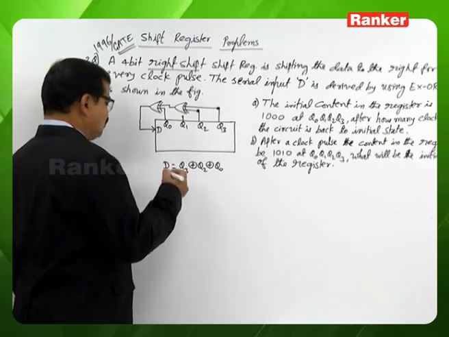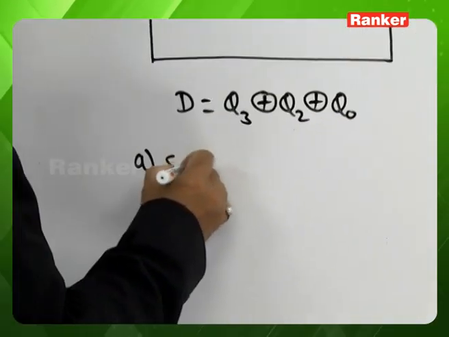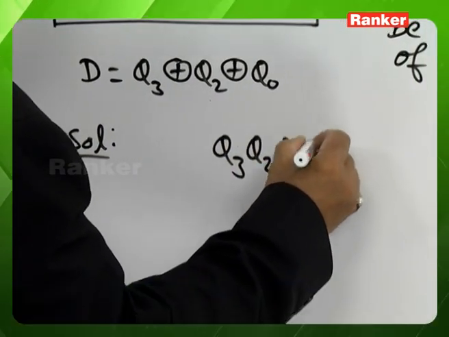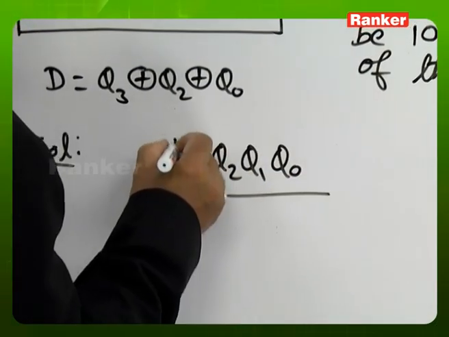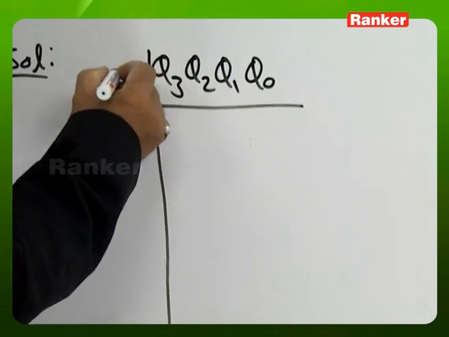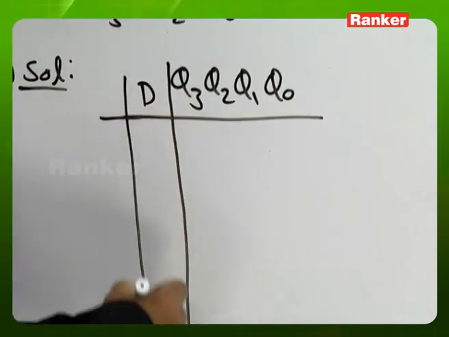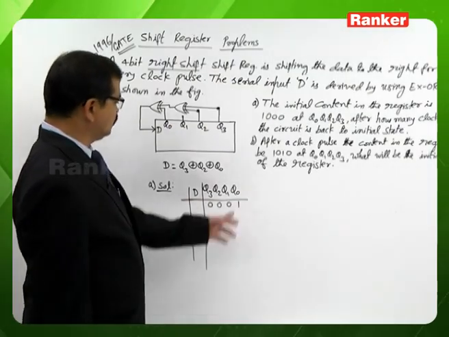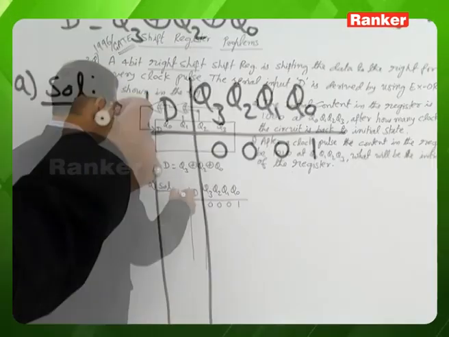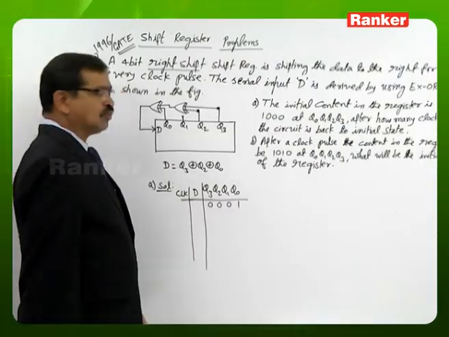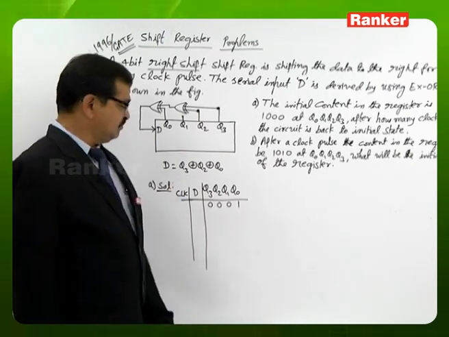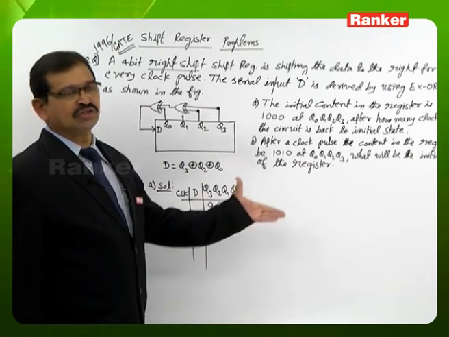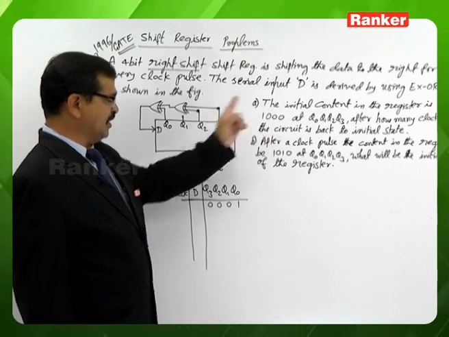So taking care like this, if you look at the solution of the A bit, for our working purpose it is better to keep the notation from Q3 to Q0. Serial input D, initial content 1 0 0 0 at Q0, Q1, Q2, Q3. Now, based on the question, we need to apply clock pulses until the register is back to the initial state. After how many clock pulses it is back to the initial state, that is the answer we need to give for the A bit.